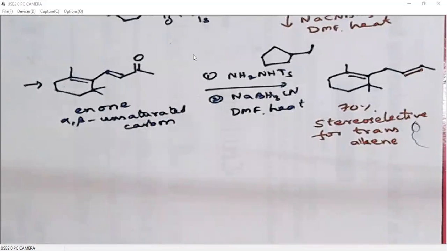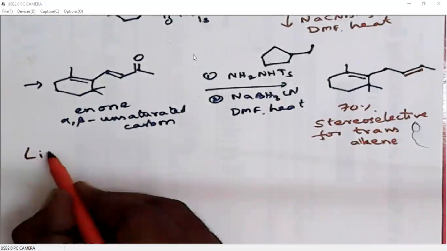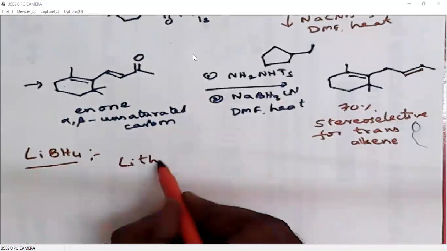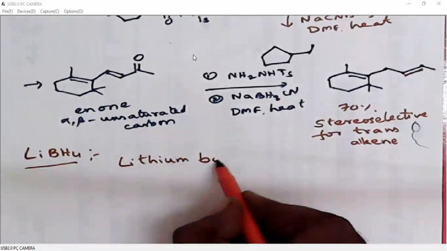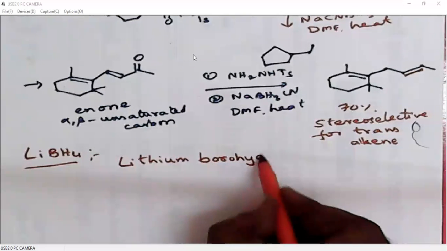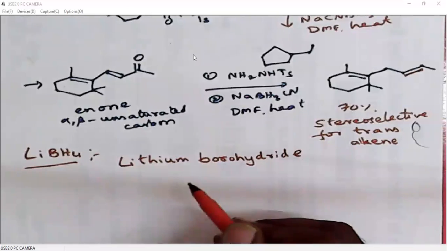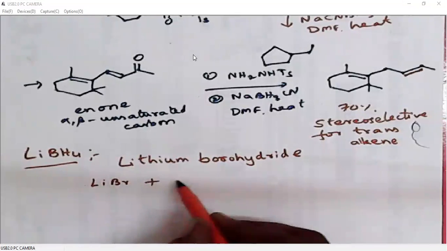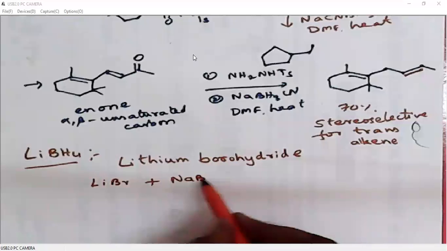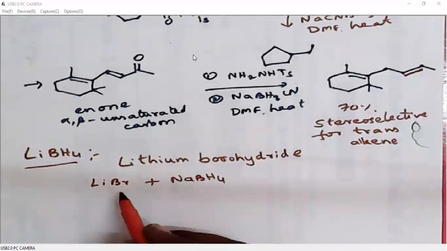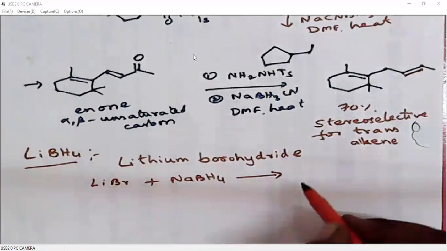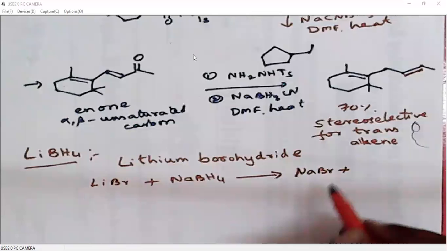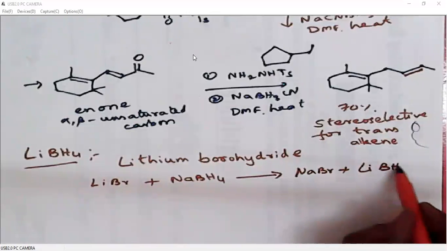Next we will see lithium borohydride. How do we prepare lithium borohydride? We will prepare lithium borohydride from sodium borohydride. We add lithium bromide to sodium borohydride, so it will undergo exchange of partners. Sodium bromide will be forming and the lithium borohydride will be generated.